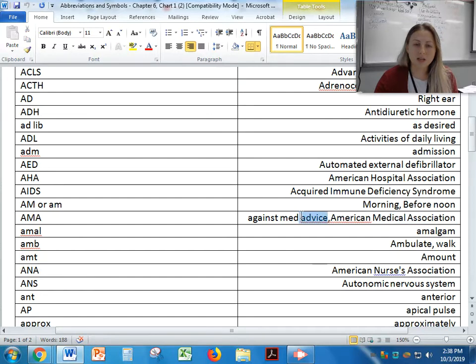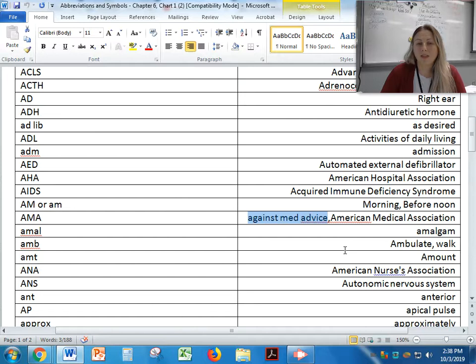The next is against medical advice. So if I have a patient that I respond to on the ambulance, and say they have a medical problem that should be seen. Say they fractured their arm, right? They broke their arm, all right? And generally something like that needs to be seen in a hospital or ER, or at least in urgent care in the very least, depending on how severe it is.